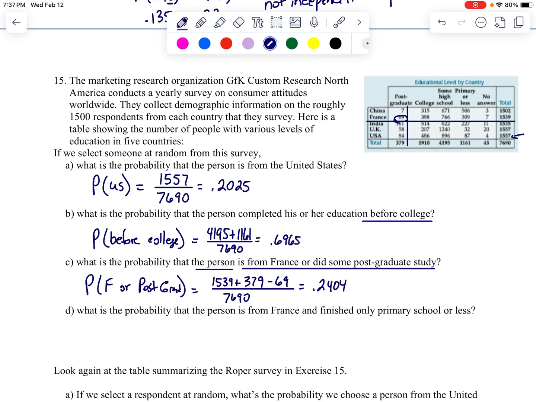And what's the probability of France and finished primary school or less? France and primary. So again, 7690 because we talked about a person. And we just have to go over there and look. I need to grab an eraser so I can clear out these markings. And then we're going to look primary or less. Oh, there's primary or less. And then France. So that means we're looking at exactly that 309 right there. And that's all we're doing is this 309. And that's going to be 0.0402.